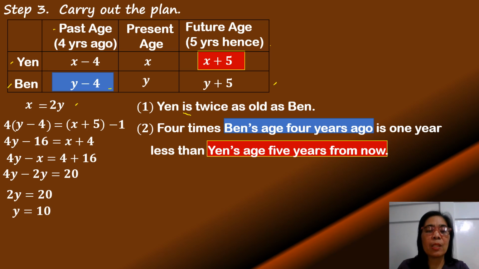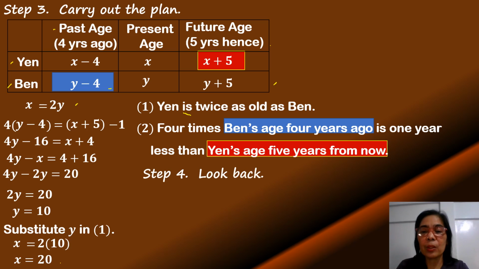So that means this could be the present age of Ben. We solve for x by substituting the value of y in equation 1. x is equal to 2 times 10, and that is equal to 20. So this could be the present age of Yen. But before we accept that answer, we have to go to the last step, which is to look back, to check if indeed the values that we obtained satisfy the given conditions.